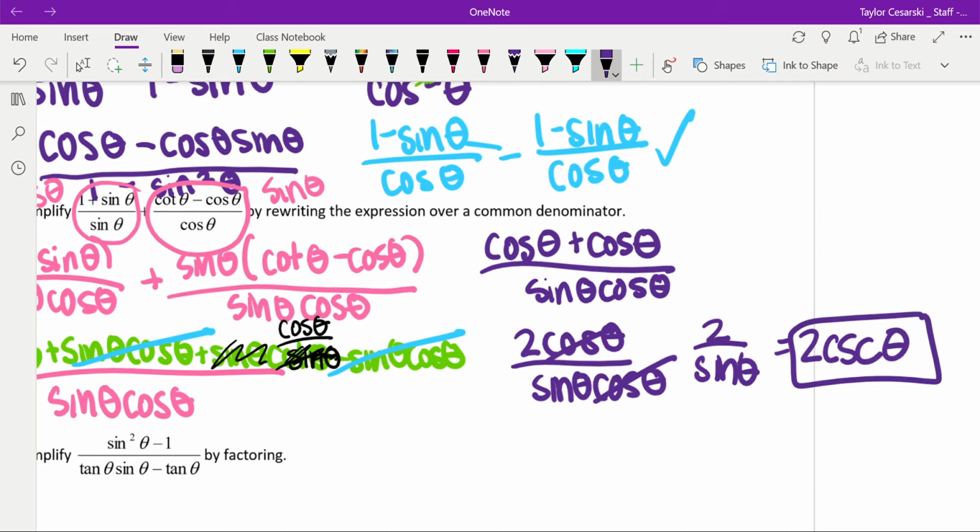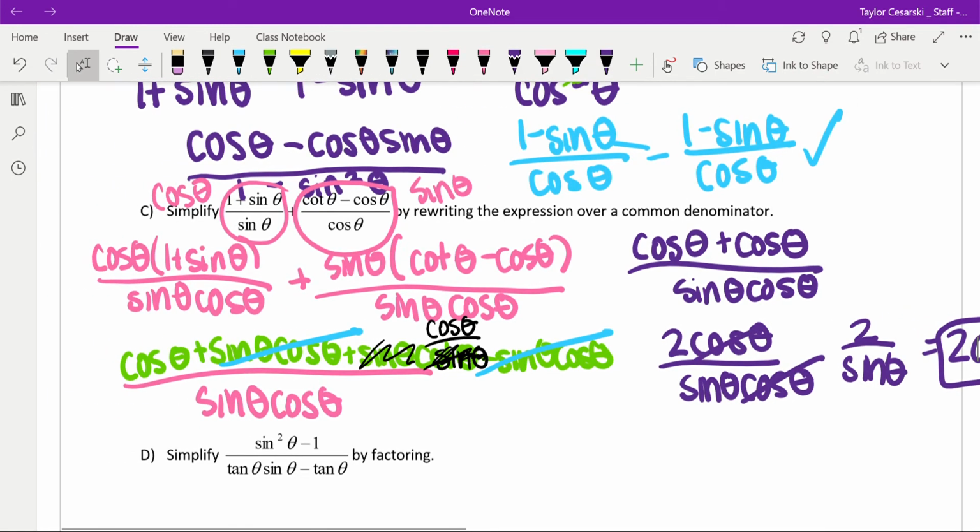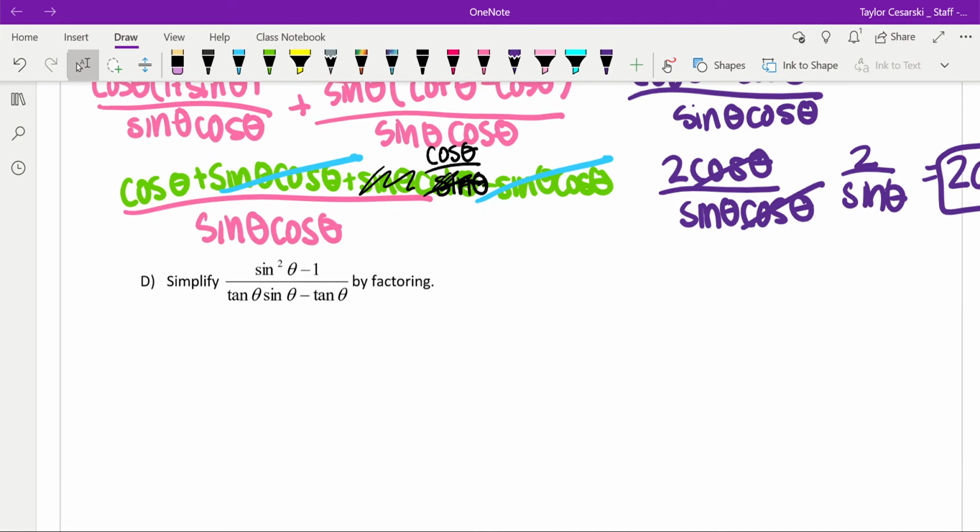Don't leave it as something like 2 over sine or 2 over cosine. Anytime you have something like that, you want to write it as cosecant or secant or something like that. All right, last one on this page. It's going to involve some factoring.